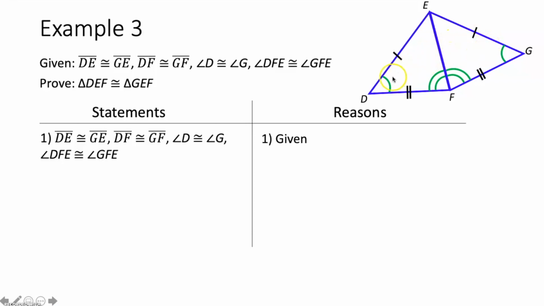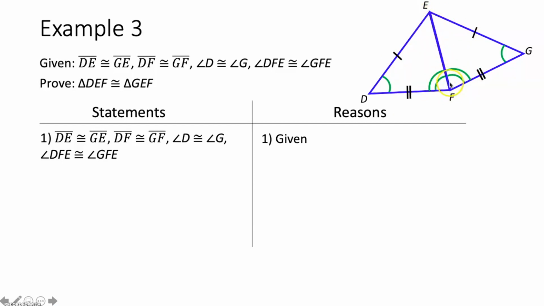Well, we already have two angles congruent over here and two angles congruent over here. We have two sides congruent over here and two sides congruent over here. To get two triangles congruent, we need all three angles congruent to all three angles and all three sides congruent to all three sides. So let's start with the sides. Since we know two of the sides are congruent, the third side, they actually share.